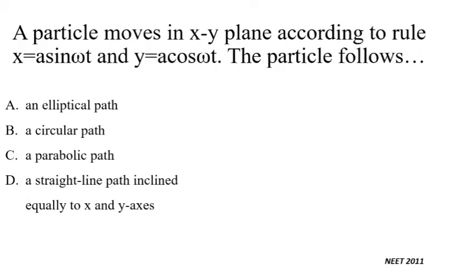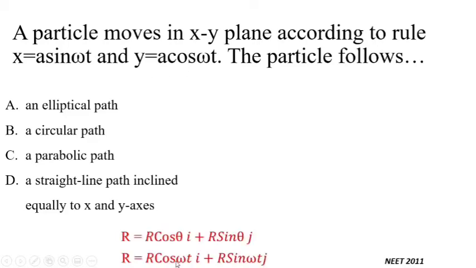In this problem it is given that a particle moves in the xy plane according to the rule x equal to a sin omega t and y equal to a cos omega t. The particle follows? Obviously x and y coordinates are given in terms of a sin omega t and a cos omega t. This resembles our equation of position vector. The correct answer should be a circular path, not elliptical, not parabolic, and not a straight line either. So option B is correct.